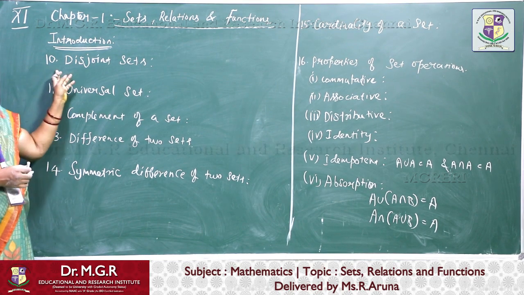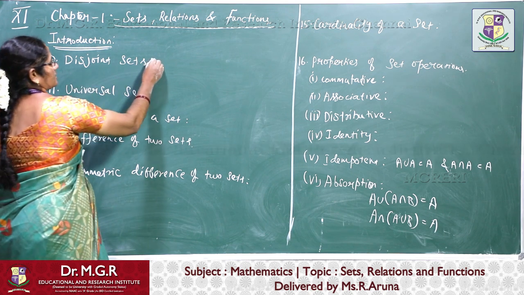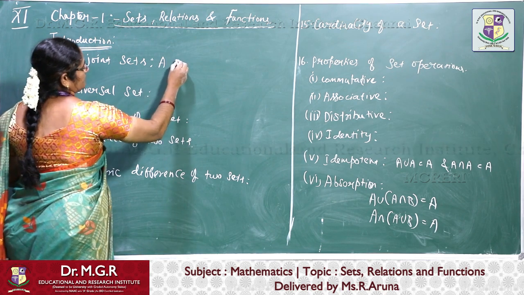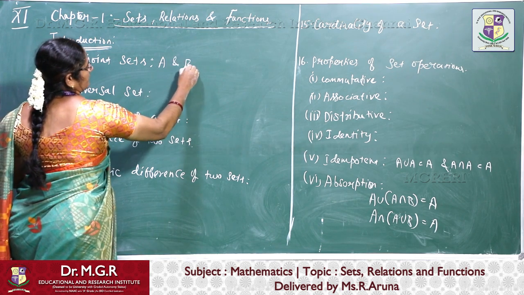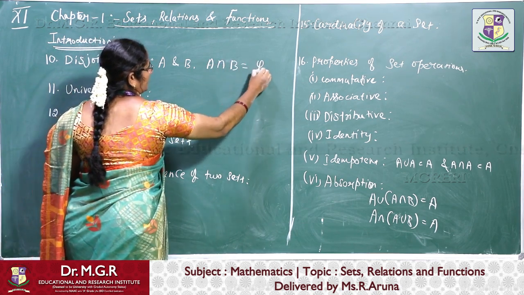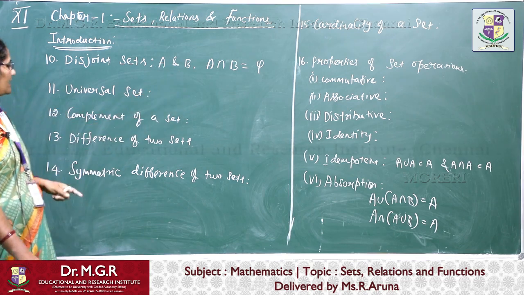Students, let us continue the basic definitions. The 10th one is disjoint sets. So here also we need two sets to find the disjoint sets. Two sets are said to be disjoint if their intersection is empty. That means there is no intersection element between A and B.